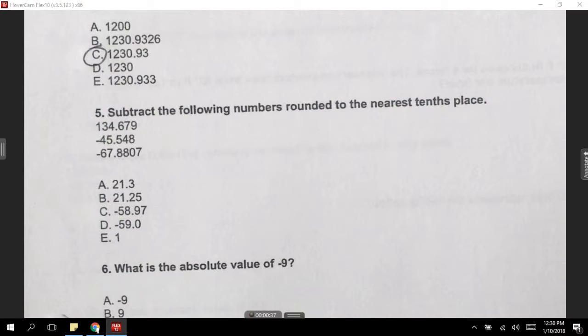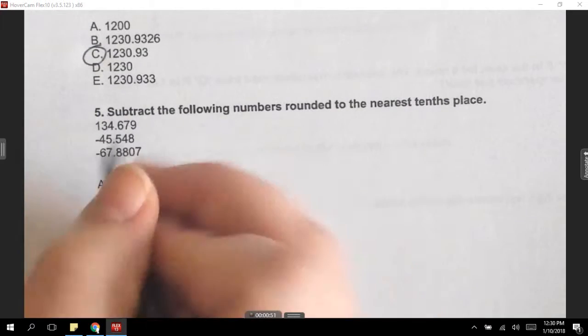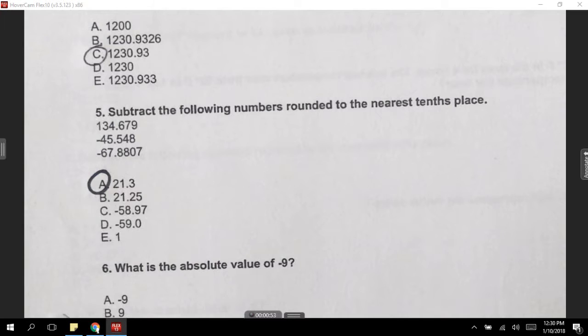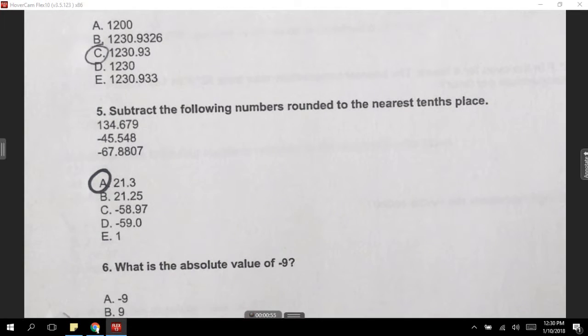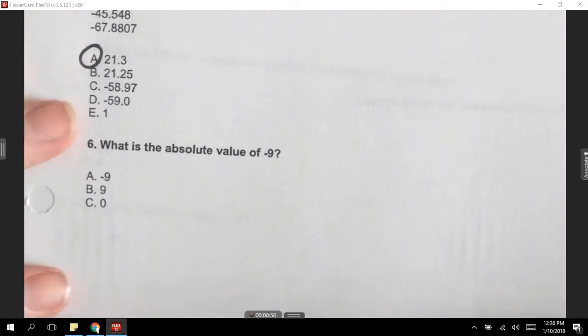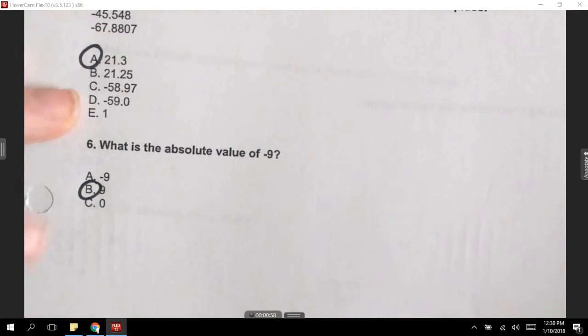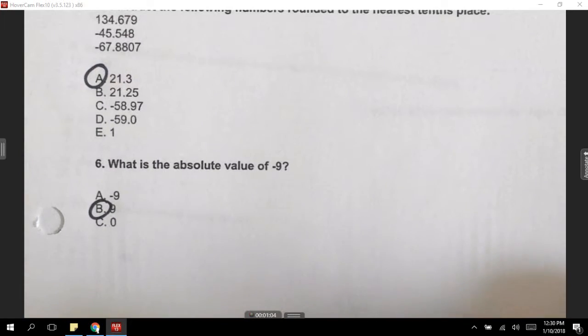Subtract the following numbers down to the nearest 10th place. Doesn't sound that complicated. 2 and 6 get a point. It was 5. Was that you as well? Yeah, that was number 1. No, it's not you. So 2 and 6 get a point. It is A. Okay, absolute value of -9 is B. Thank you. 6. No, it was Kaylee. Yeah, no, I thought it was Sydney, but no, it was Kaylee. 2 get a point. She already got it.